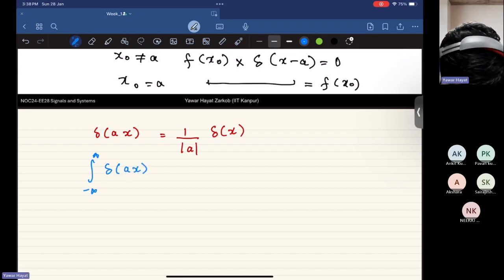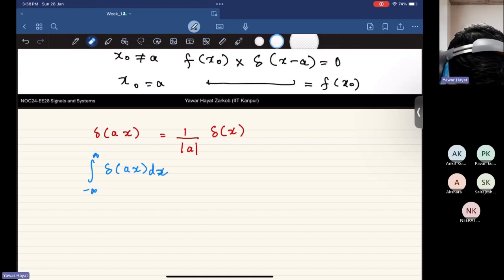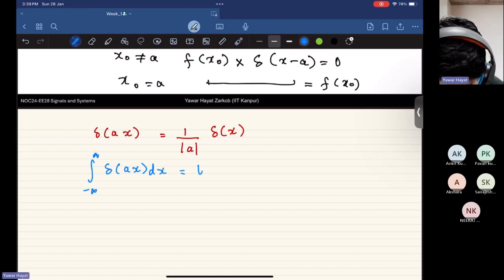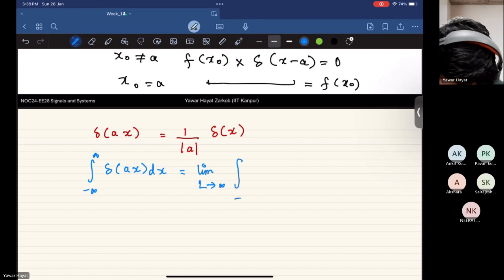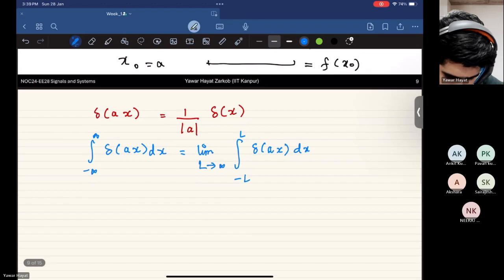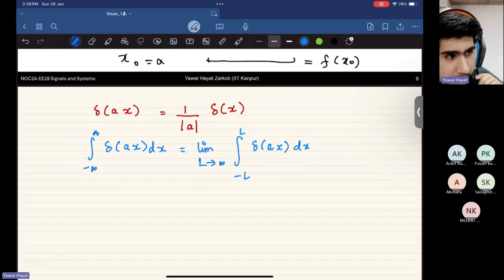of delta of ax dx, right? Now I can write this as the limit as L tends to infinity of the integral from minus L to L of delta of ax dx. I can write it like this. And if I'm not audible, just let me know. I'm glad one of you spoke up.